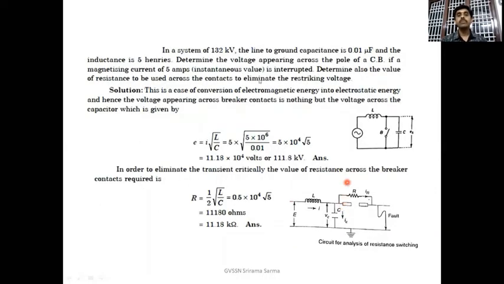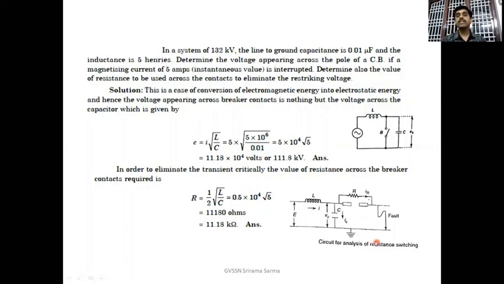So let us see another problem. In a system of 132 kV, the line to ground capacitance is given as 0.01 microfarads and the inductance is 5 henries. Determine the voltage appearing across the pole of a circuit breaker if the magnetizing current of 5 amperes is interrupted. Determine also the value of the resistance to be used across the contacts to eliminate the restriking voltage. This problem is related to both current chopping and resistance switching.